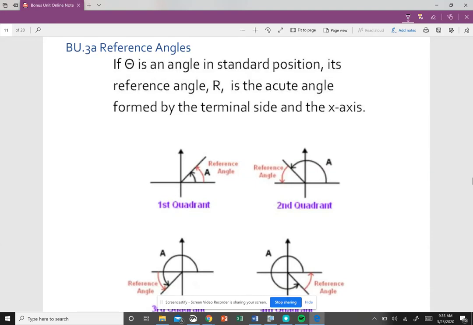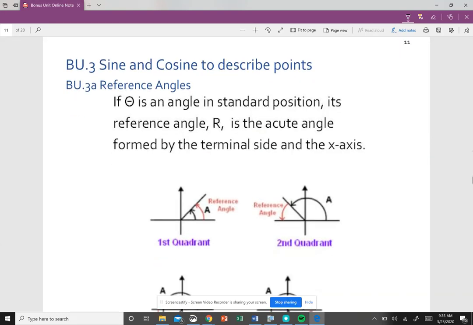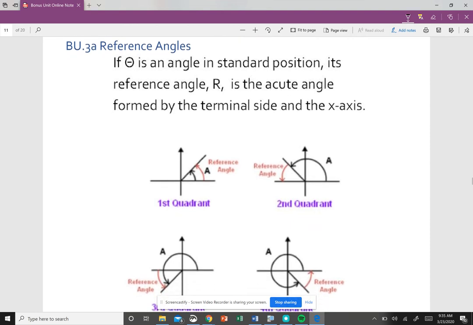Alright guys, so we're getting into the super fun stuff, the stuff that I super love. We're going to be using sine and cosine to describe points, and we'll also be doing a little bit of a review over tangent. So we're going to start with reference angles because we need this to accomplish a lot of what we're going to be doing today.